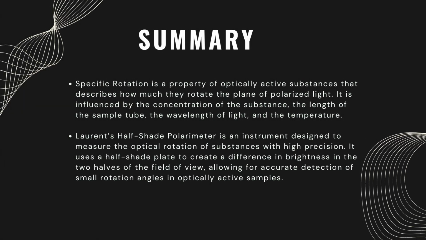Specific rotation is a property of optically active substances that describes how much they rotate the plane of polarized light. It is influenced by the concentration of the substance, the length of the sample tube, the wavelength of light, and the temperature. The Lorentz half-shade polarimeter is an instrument designed to measure the optical rotation of substances with high precision. It uses a half-shade plate to create a difference in brightness in the two halves of the field of view, allowing for accurate detection of small rotation angles in optically active samples.